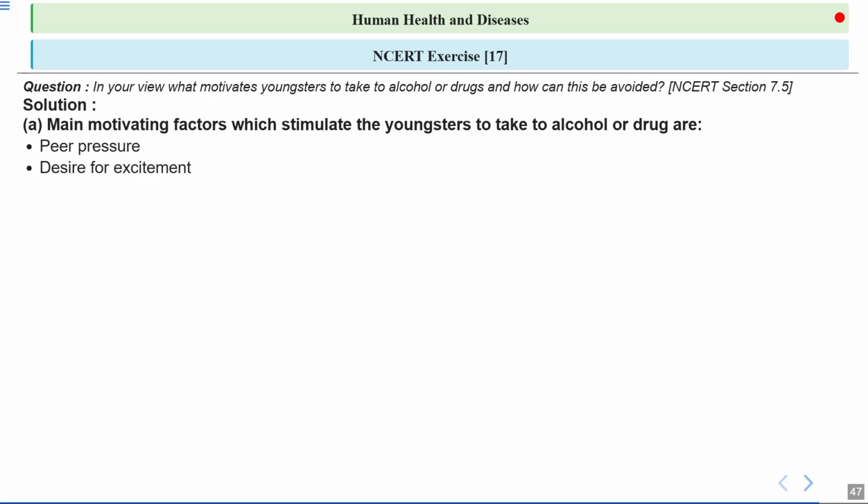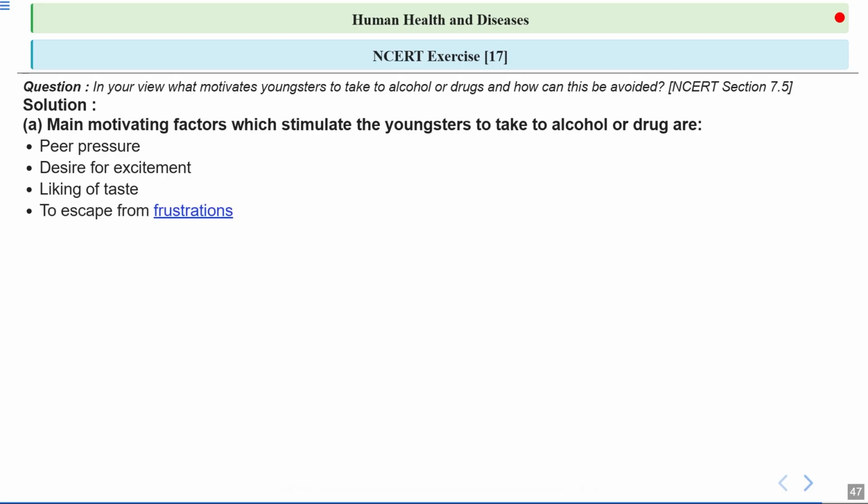Next is the desire for excitement. Some young people are looking for new experiences or thrills, and they might see alcohol or drugs as a way to add excitement to their lives. Another reason is liking of taste. Sometimes the taste of certain drinks or substances can be appealing, especially if others talk about it positively.